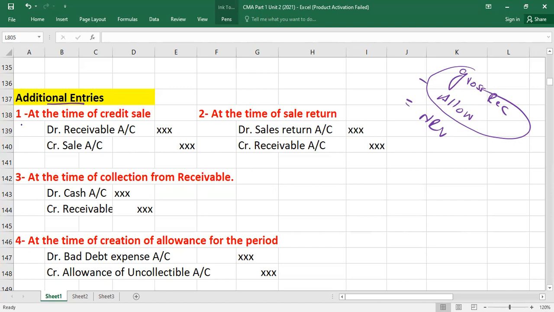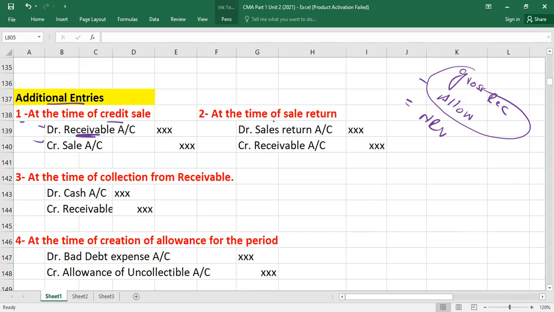So here we go. The first entry which is relevant to this topic is obviously the entry for credit sale. At the time of credit sale, what entry do we mostly pass? Obviously we debit the receivables, we credit the sales. So see, this will affect the receivables.